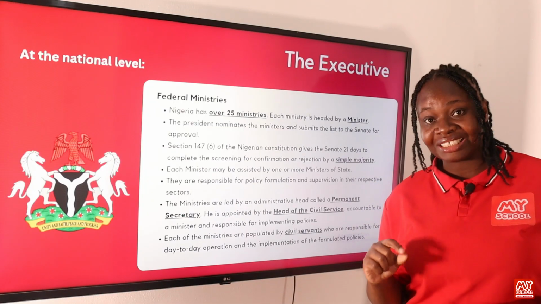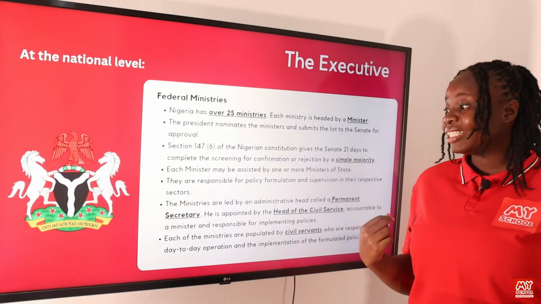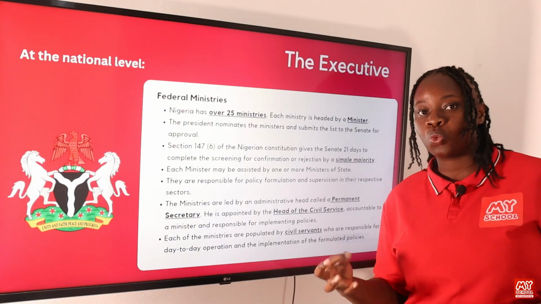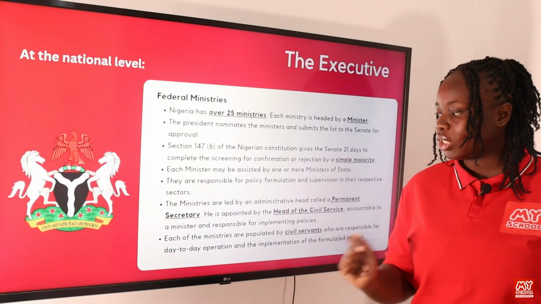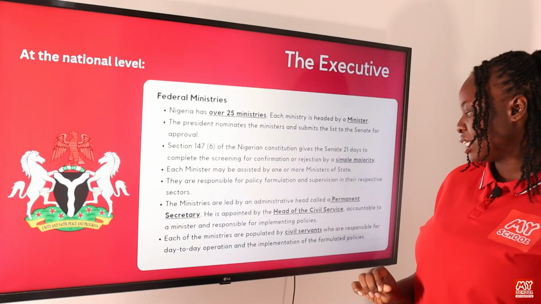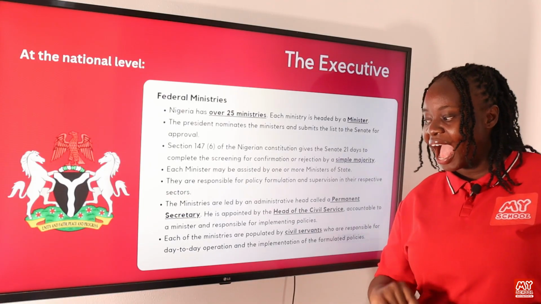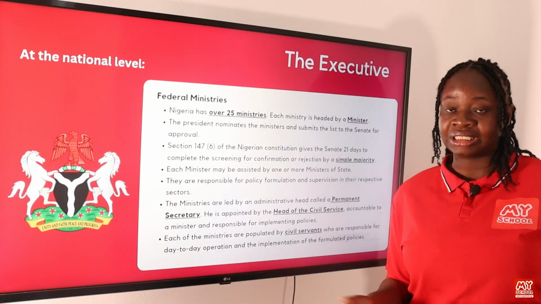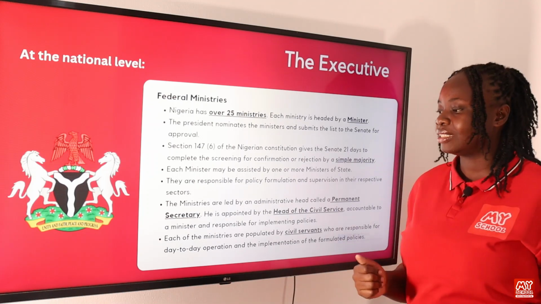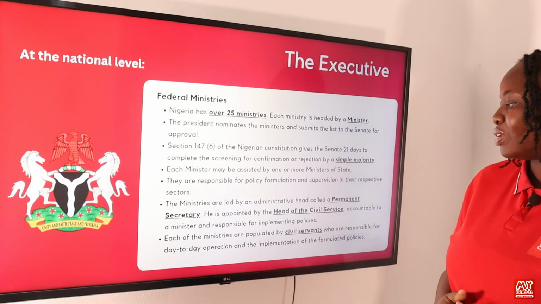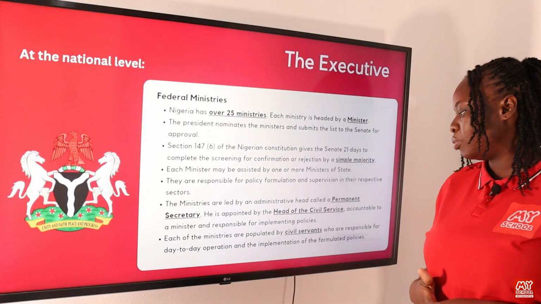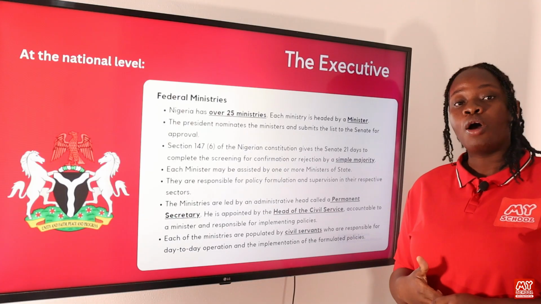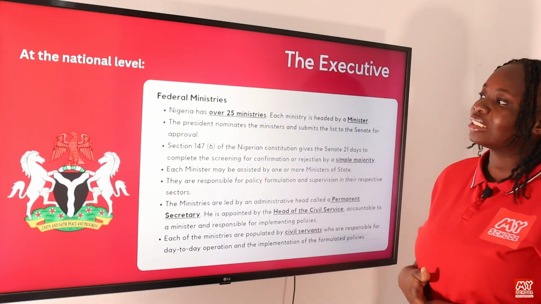So while the minister is a political head, the permanent secretary is the administrative head. He is the one who actually does the day-to-day operation within the ministry. He is appointed by the head of the civil service and is accountable to a minister and responsible for implementing the policies that have been formulated by the ministers. Each of the ministries is populated by civil servants who are responsible for day-to-day operation and the implementation of the formulated policies. Now let's move on to the next slide.